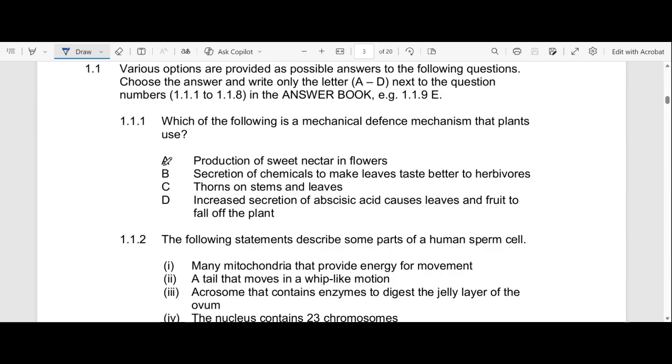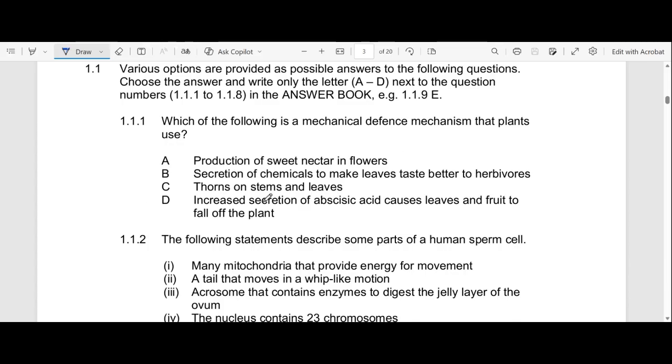Okay, now let's go to option A. Production of sweet nectar in flowers. Sweet nectar in flowers is not a mechanical defense, right? As you can see. Let's go to B. Secretion of chemicals to make leaves taste better to herbivores. Definitely it's not this one. Mechanical defense is not related to chemicals.